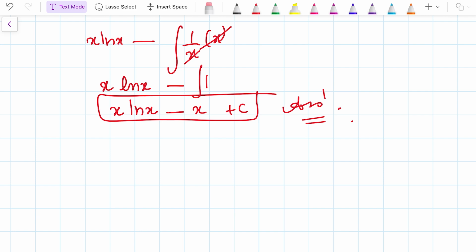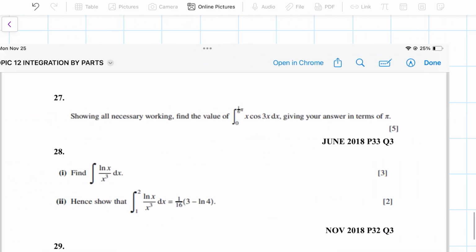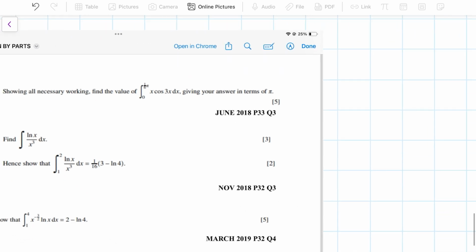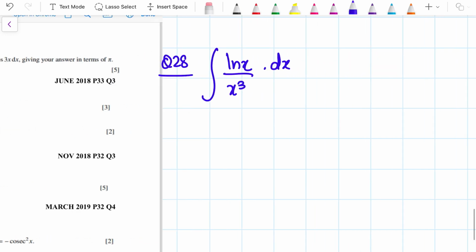Let's discuss a couple of past paper questions. Let's take the 28th question: find the integral of ln x upon x cube dx. So we'll take this x cube in the numerator. It's ILATE: log and algebra. u becomes ln x.